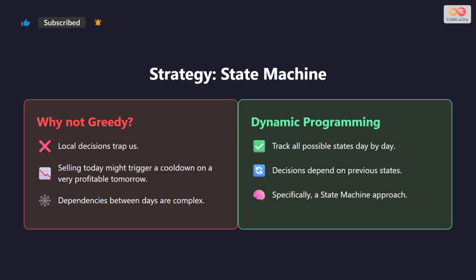A greedy approach fails here because selling today locks us out of tomorrow. Instead, we use dynamic programming. Specifically, we can model this as a state machine. On any given day, we exist in one of 3 specific states.